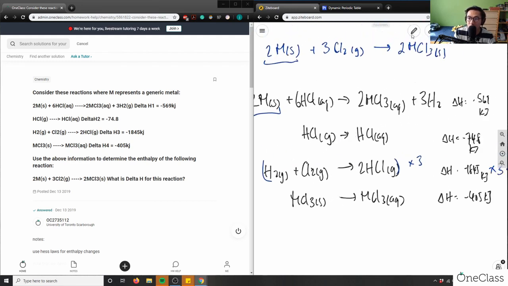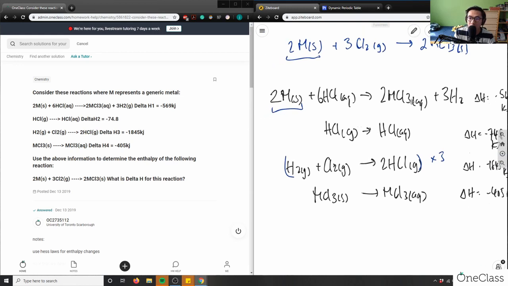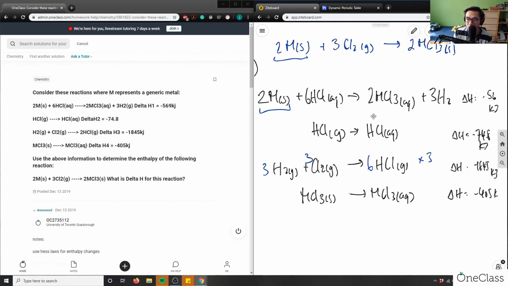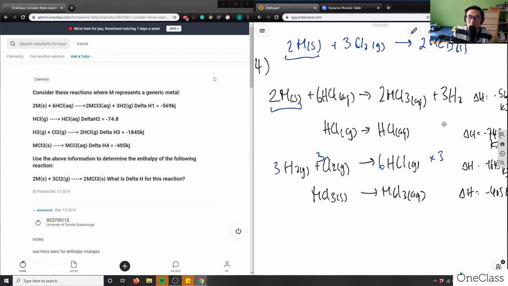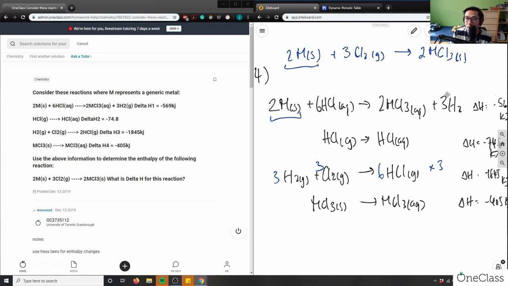Okay, so we have that here. Now this becomes 3, and this here is 6, because I'm multiplying this entire equation by 3. So I can delete these brackets here. And so I multiply by 3, which means my enthalpy multiplies by 3 as well. So that's good. I have 3Cl2 now, and then I need to make 2MCl3 solid, right?